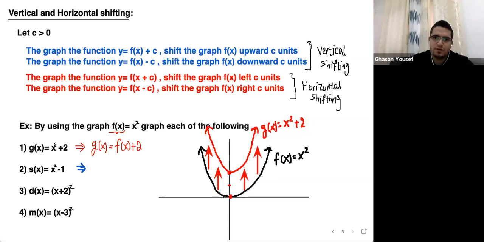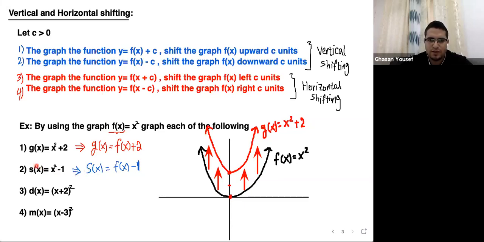Exactly. This is correct. So first of all, to simplify and explain more, because I don't want you to get confused, this function is s of x. Instead of x squared, I'm going to plug f of x. So this is equal f of x minus 1. If you go back to the rules from 1 to 4, you will see this rule is exactly similar to number 2. Look, up 2 units.